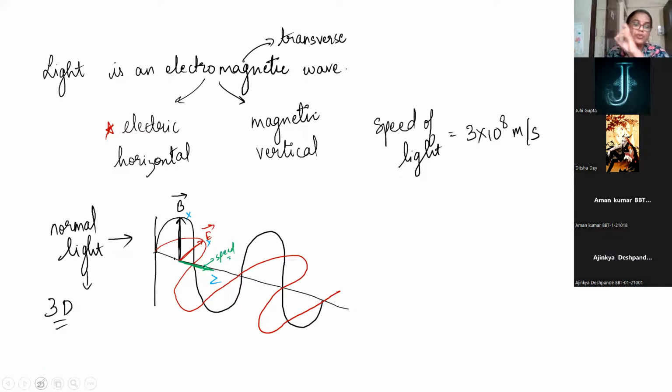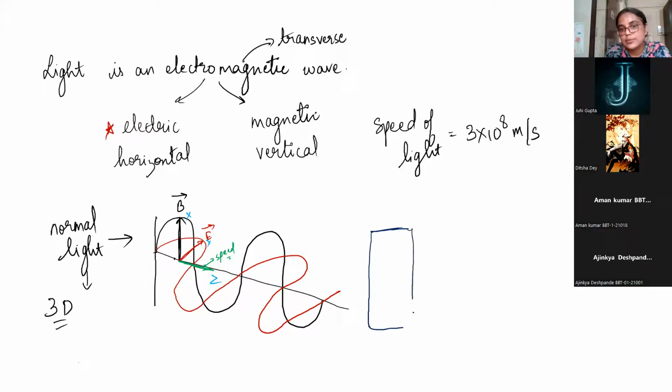Now, if you want to convert the 3D into 2D, somebody told me that cancelling out. Yes, what are we doing? We are converting a 3D into 2D. Okay, but how do we do that? Now there is something which is known as a Polaroid. Have you heard about a Polaroid or read about a Polaroid somewhere? Yes, ma'am. It is an instrument used for polarization. Correct.